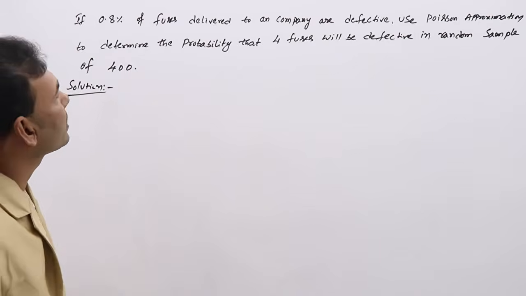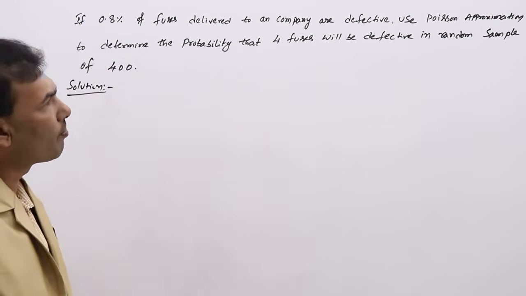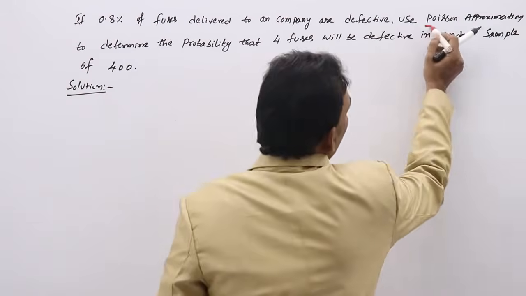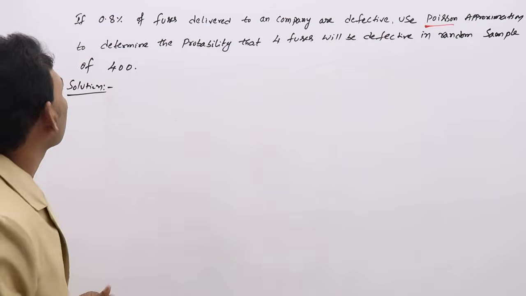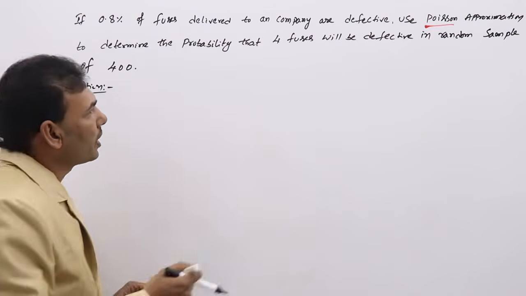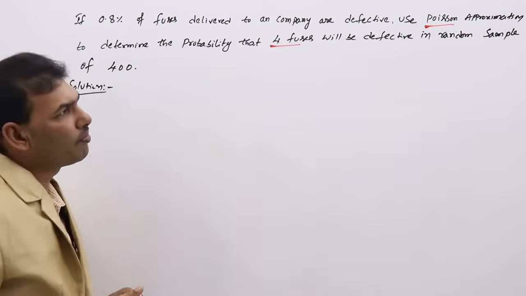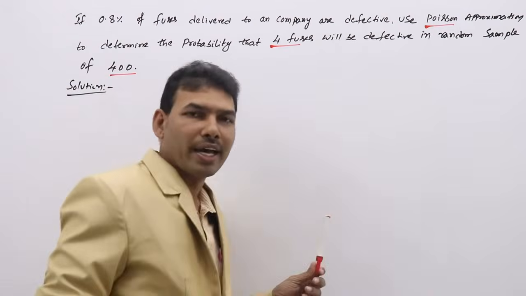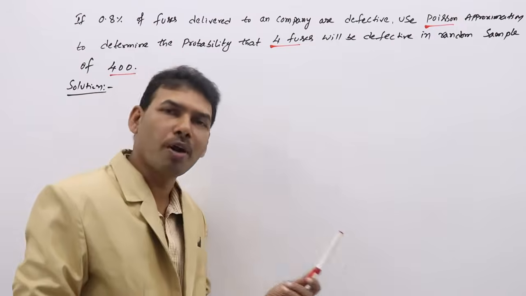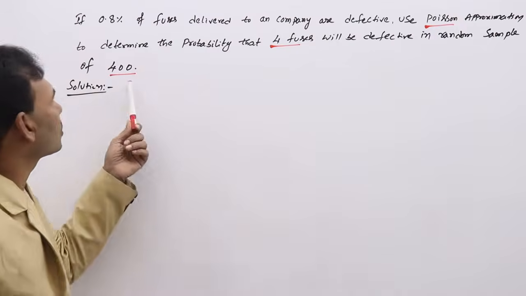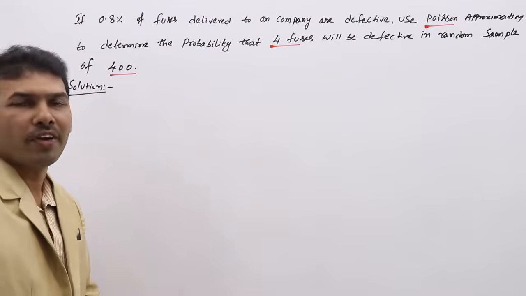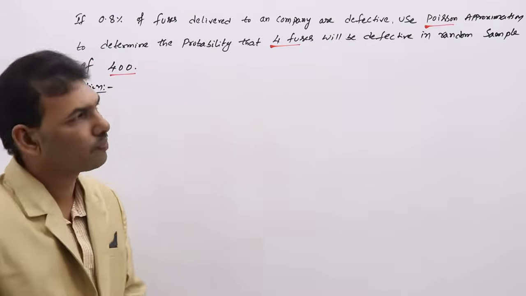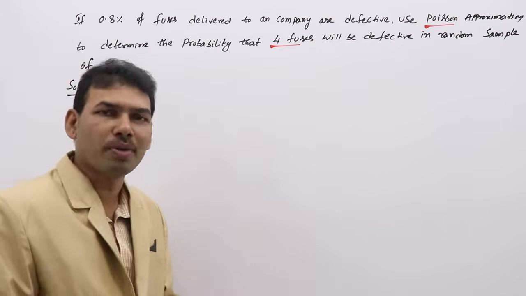If 0.8% of fuses delivered to a company are defective, use Poisson approximation to determine the probability that 4 fuses will be defective in a random sample of 100. In the question itself he said use Poisson approximation. Even if he didn't mention Poisson distribution, the problem is in Poisson, because n is large, p is very small. When p is very small and n is large, binomial distribution tends to Poisson, we know that.